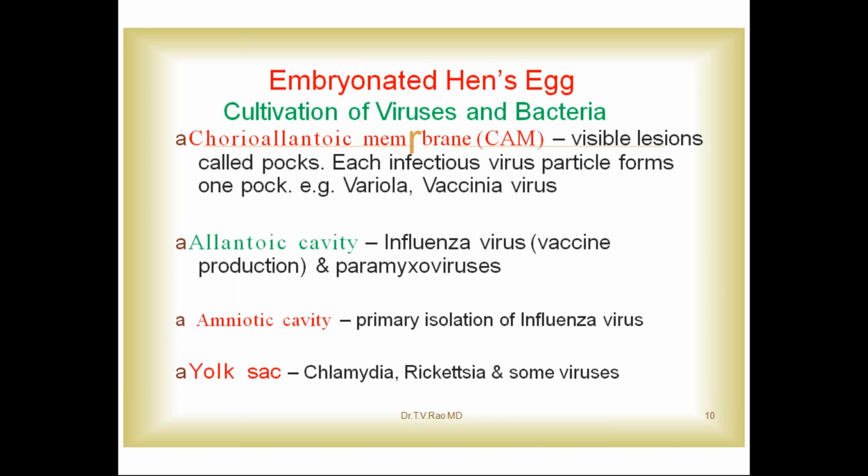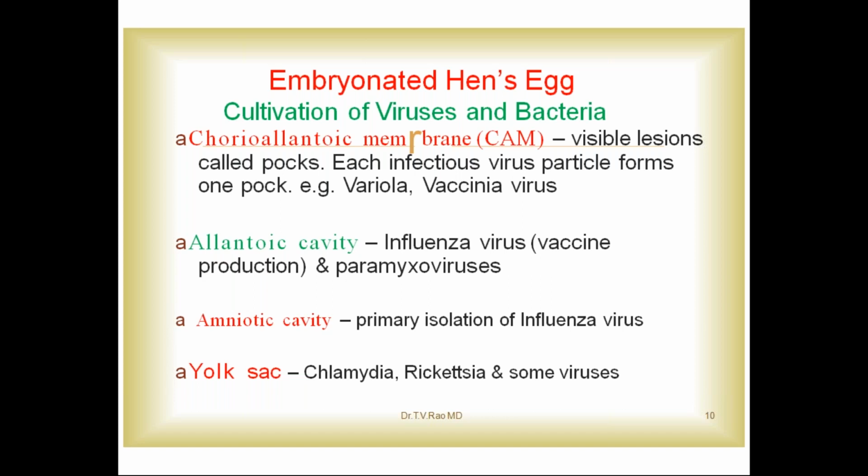Next, the amniotic cavity. In the amniotic cavity, there is no rich yield, only primary isolation of viruses like influenza virus and parainfluenza virus. The amniotic cavity is nothing but the immediate surrounding layer of the embryo. If the virus inoculum is inoculated into the amniotic cavity, it is for the primary isolation of the virus, like influenza virus.